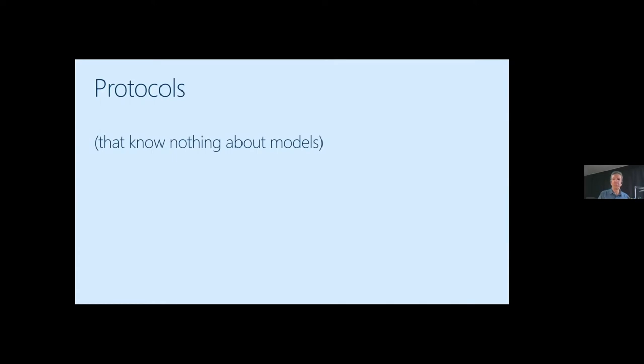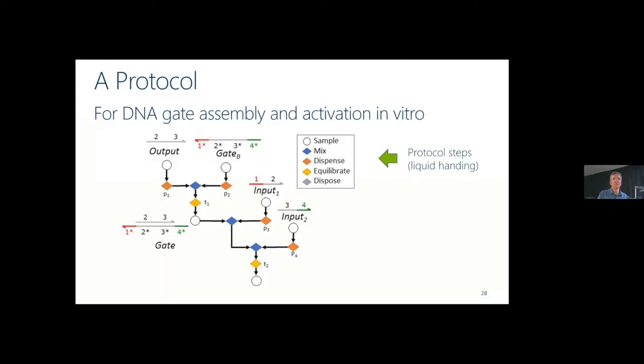So next I want to talk about protocols, protocols that know nothing about models. So this would be for us, again, in the DNA world, chemical world, a protocol. You have some test tubes that contain DNA strands, like this one, this one, this one, and that one. They're all DNA strands. And you do liquid handling operations, mixing these test tubes. Like this is a mix operation. You mix two test tubes and you get a new test tube. And now this will contain the union of these two. So this one actually sticks to that. So when you mix them, you form this new structure here.